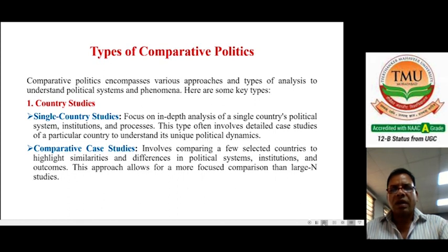The second category of country study in comparative politics is the comparative case study. That means comparing a few selected countries to highlight similarities and differences in political systems, institutions, and outcomes. This approach allows for a more focused comparison than large-nation studies. So these are the two important parts of the country study: one within the country, and second, the comparative case study, which compares a few selected countries and highlights different kinds of political systems, institutions, and their outcomes.